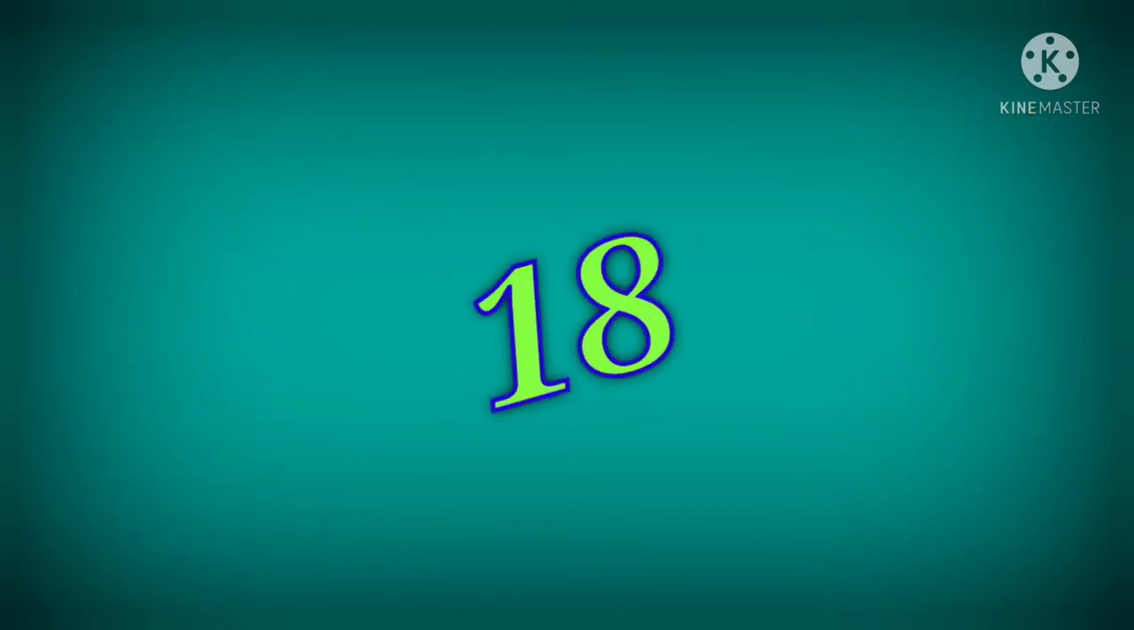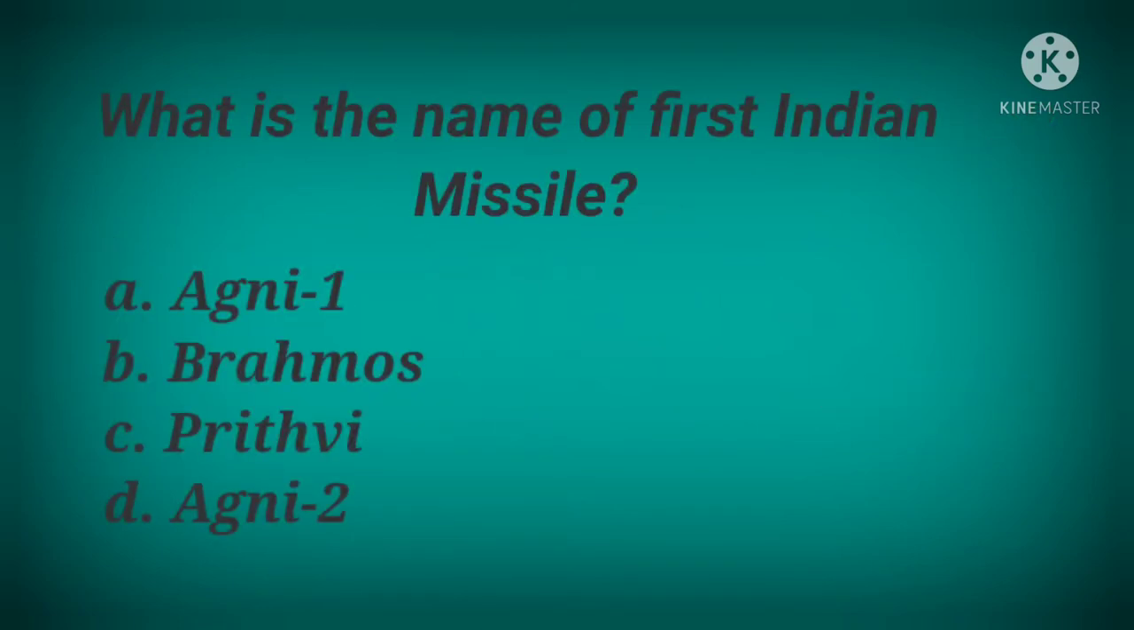Question number 18. What is the name of first Indian missile? Options are A. Agni 1, B. Brahmos, C. Prithvi, D. Agni 2. Answer is Prithvi.